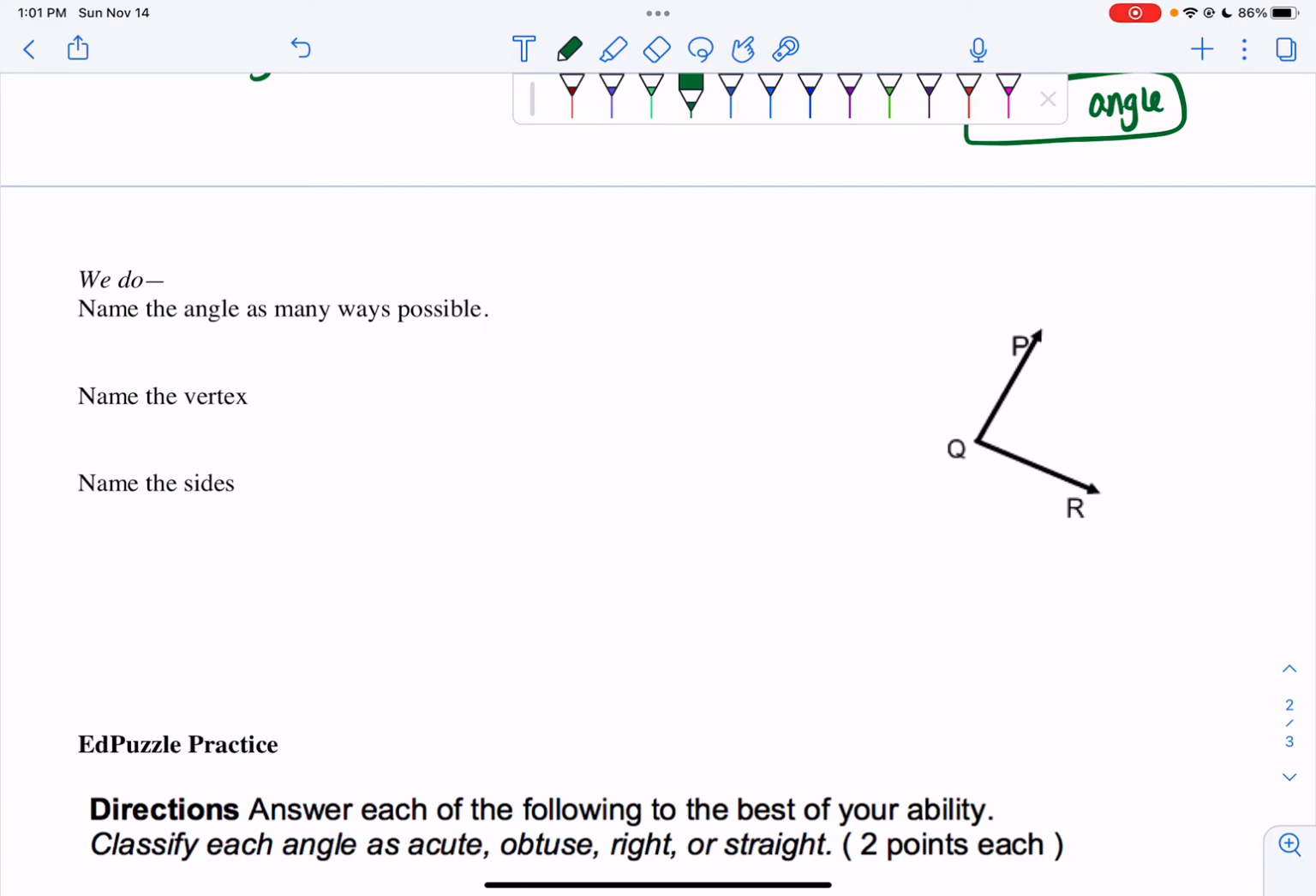Name the angle to the right as many ways as possible. If you look, I can name it using 3 letters. So I can start at P, go to Q, end at R. So I have angle PQR. I can also start at R, go to Q, end at P. So I have angle RQP. I can also just go to my vertex and say angle Q. Or if I want, I can put like a 1 here and just call it angle 1. Now my vertex would simply just be Q. My sides are QP and QR.